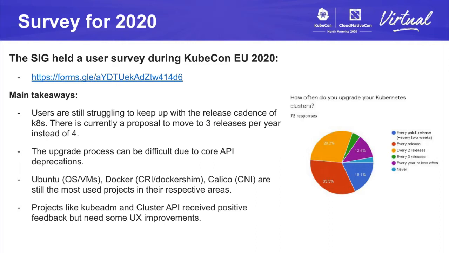Ubuntu as an operating system for VMs, Docker as a container runtime using Dockershim in this case, and Calico as a CNI appear to still be the most used projects in their respective areas. We also saw that projects like Cluster API and kubeadm are gaining more traction and are getting positive feedback from the users, but there is still desire to improve the overall UX of these projects.